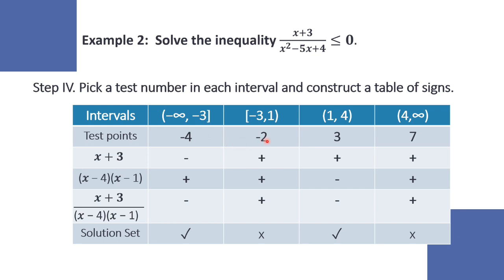The test points: for the first interval, we use negative 4. Next, negative 2, so from negative 3 to 1, we use negative 2. Then from 1 to 4, we use 3. From 4 to positive infinity, we use 7.